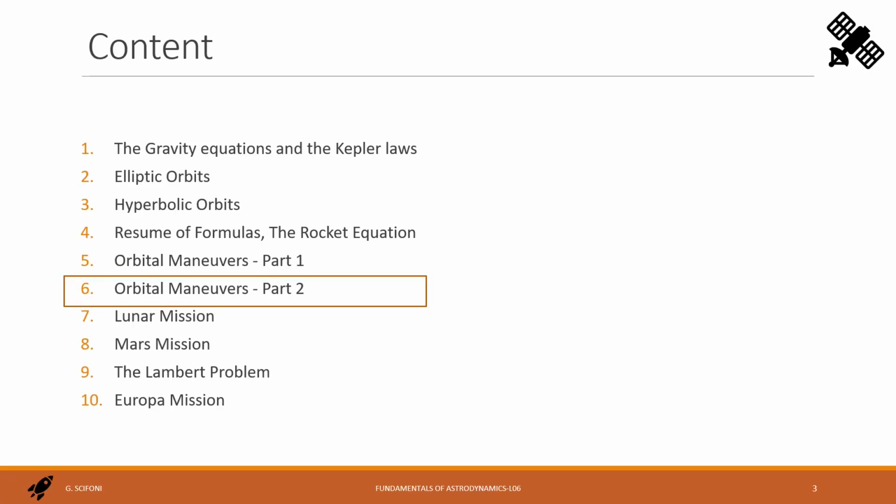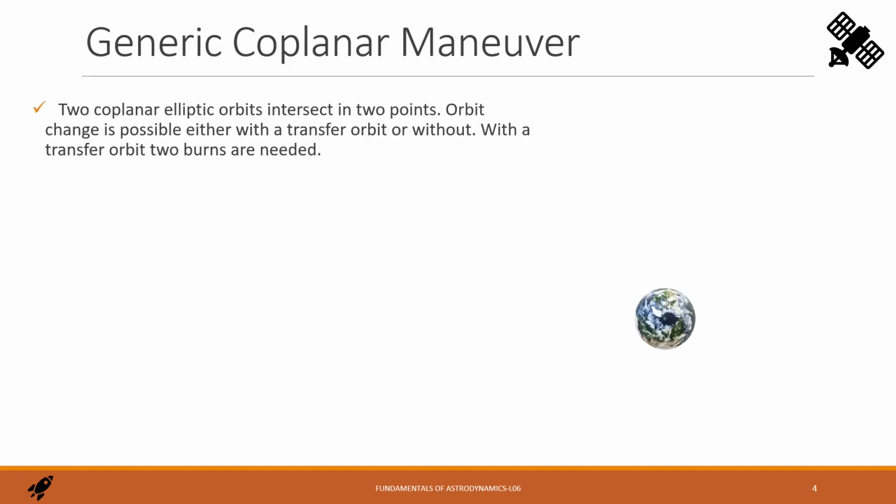The lesson of today is the continuation of the orbital maneuvers. We need to discuss only one argument, that is the generic transfer orbit, a maneuver occurring between two orbits in the plane, generally elliptic, but having different orientation and size. And at the end of the lecture, we will run two exercises together.